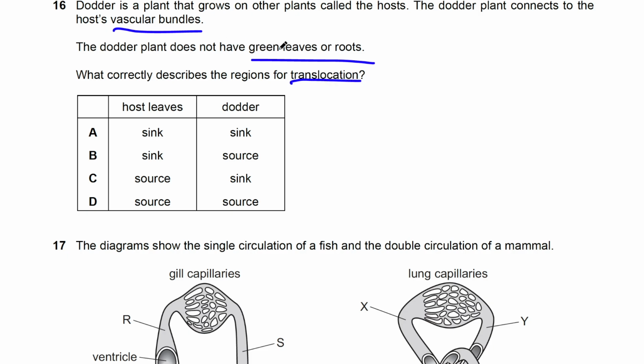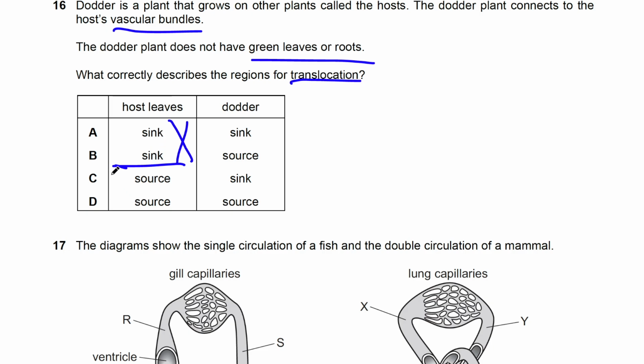Now, once they don't have green leaves or roots and are already connected with vascular bundles, the host leaves will be what? The source. I have to exclude A and B because, sure, they will not be the sink.